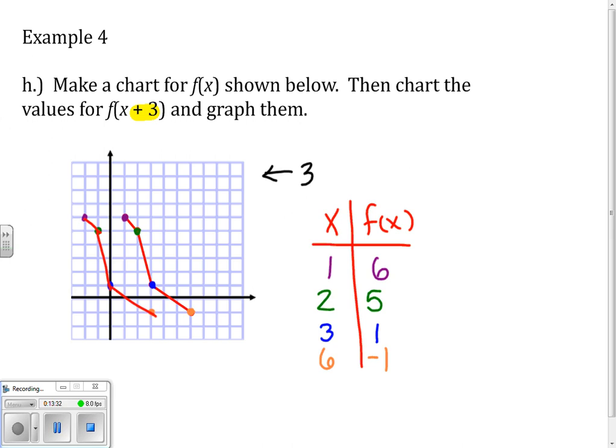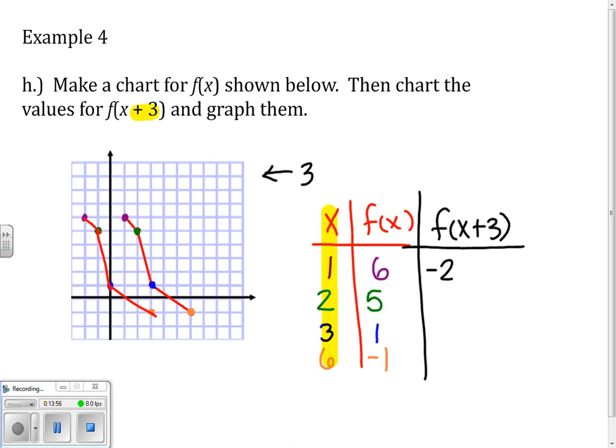The new ordered pairs of f of x plus 3 moves it to the left 3. So now it's not affecting the y values, it's affecting the x values. And it's going to take them and move them 3 units over. So what was at a positive 1 for x, and that was that purple point, is now at a negative 2. I'm subtracting 3. What was at 2, that green point originally, is now at a negative 1. Subtracting 3. What was at 3 is now at 0. And what was at 6 is now at 3.